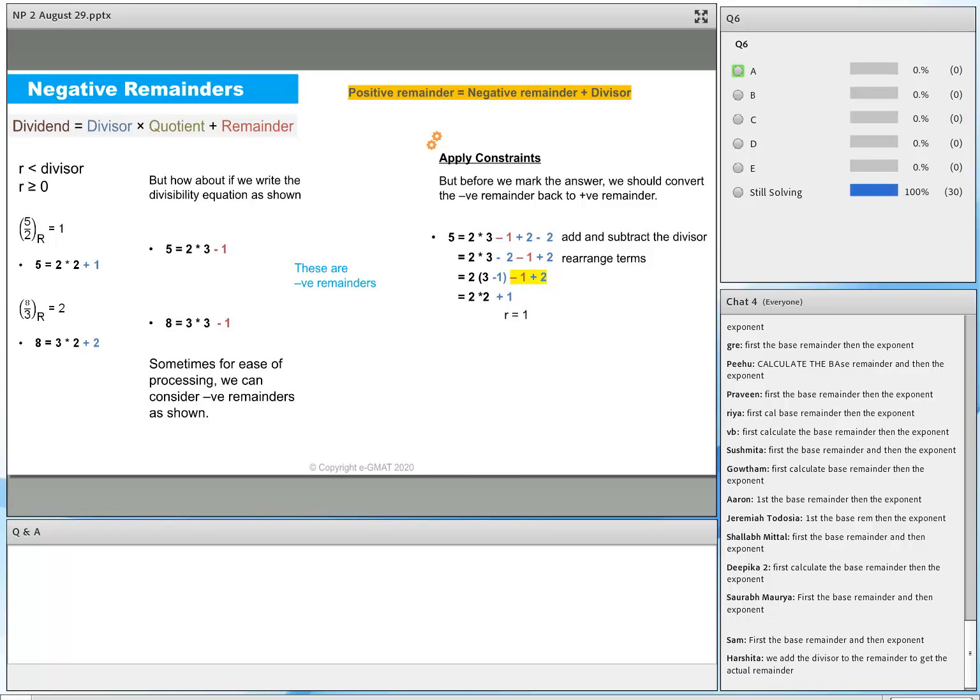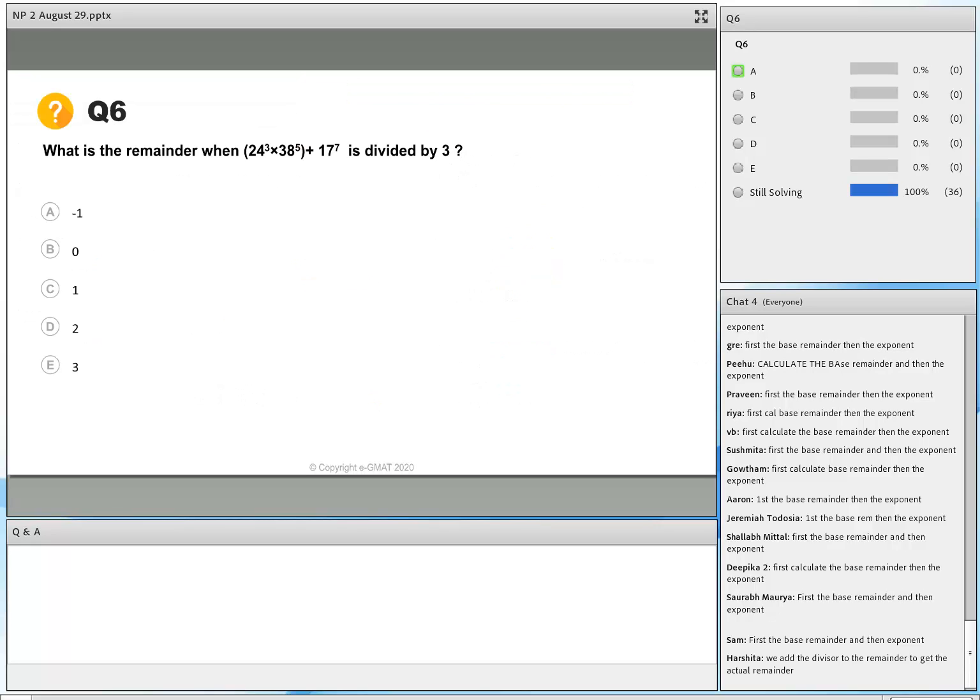Okay, I have 28 people. I need 7 more. Guys, let's do it very, very quickly. I have a very interesting question for all of you. Perfect. Question number 6 on your screen. All the best for this one.